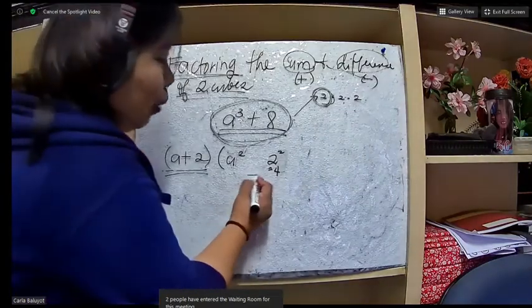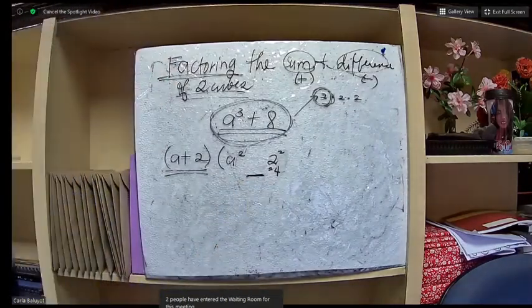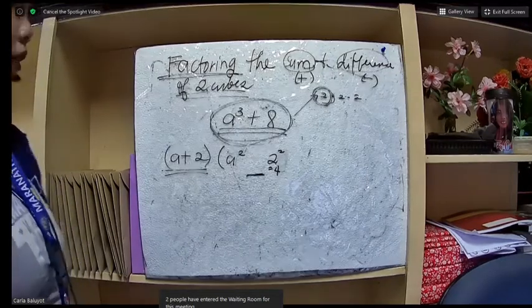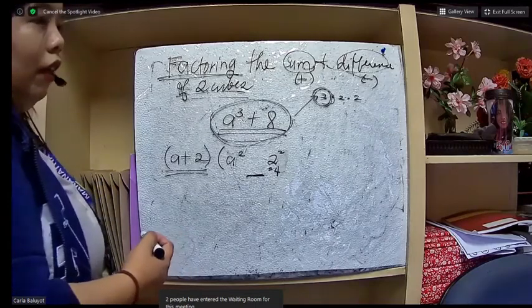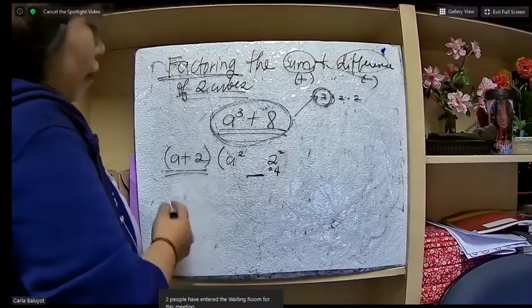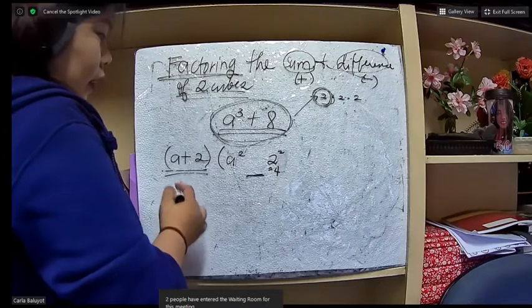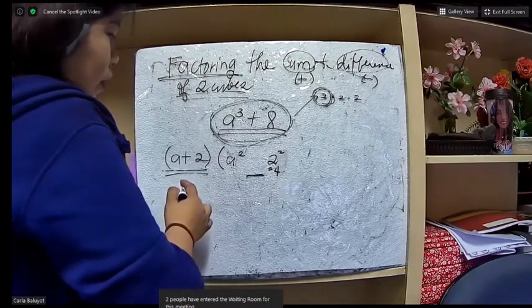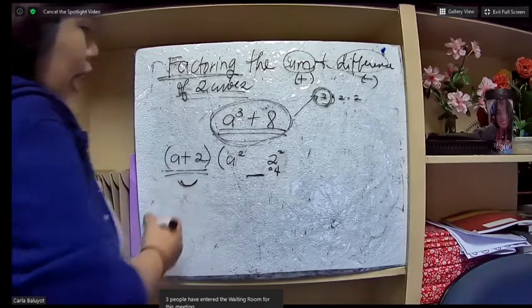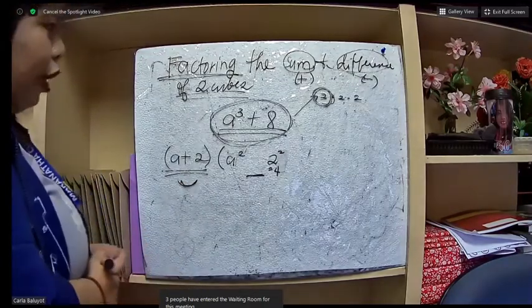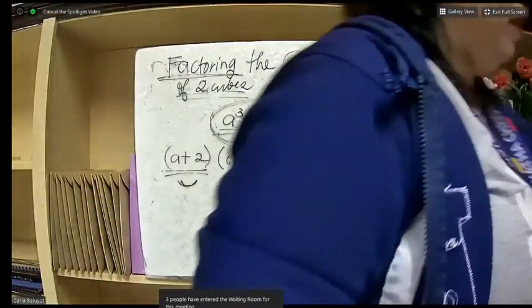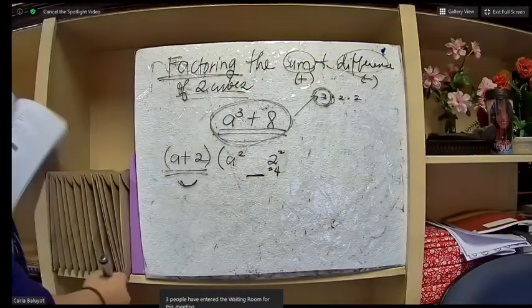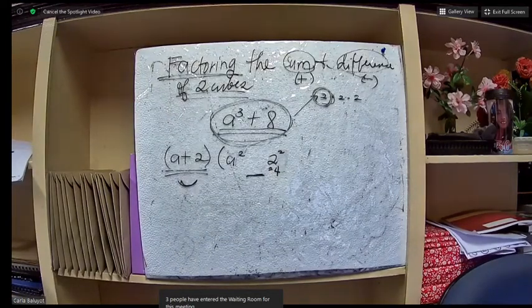How about the second term? How are we going to get the second term? Multiply the first term and the second term of the first factor, then multiply by negative. Multiply the first and second term with an opposite sign for the third term.